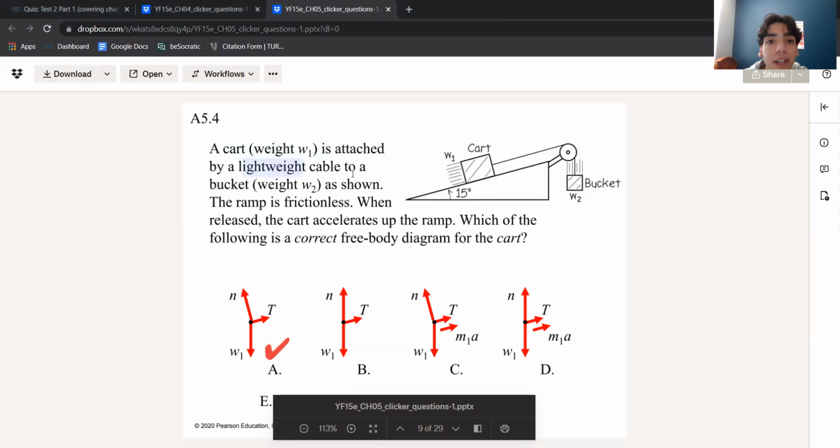So a cart weight is attached to a lightweight cable shown. The ramp is frictionless, and the cart accelerates up the ramp. Hold on. I think I got that one.